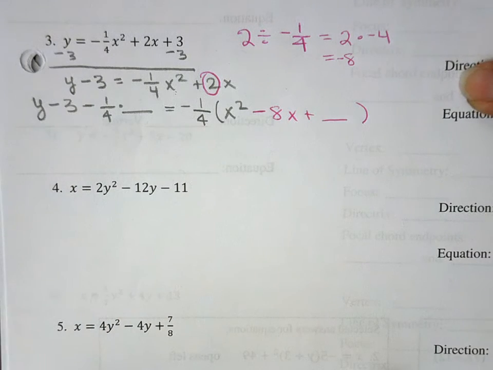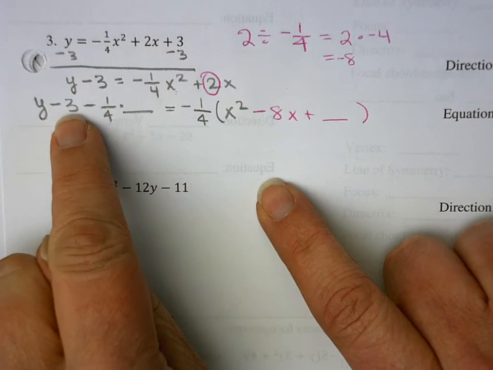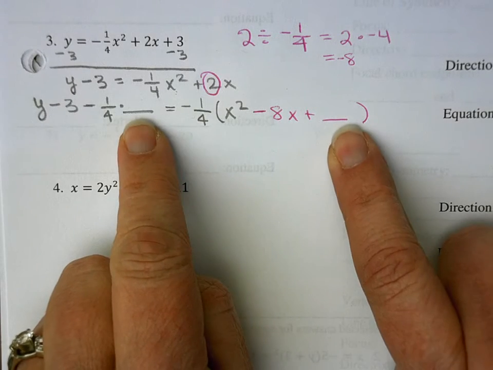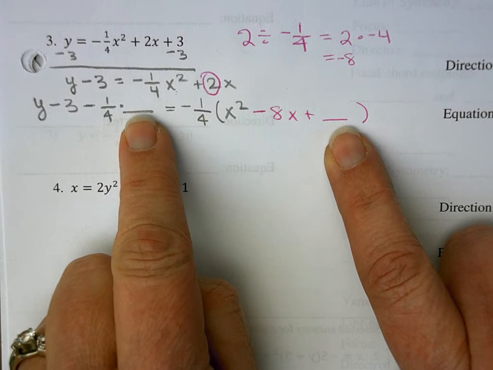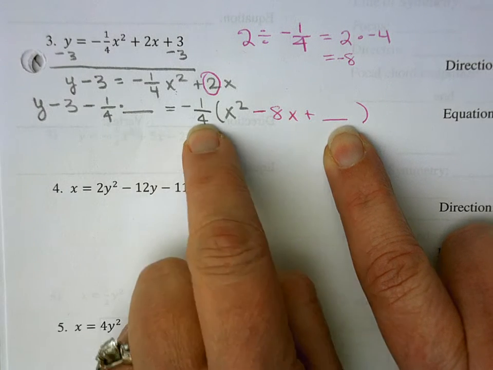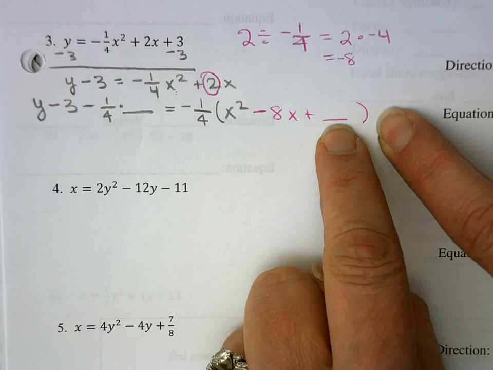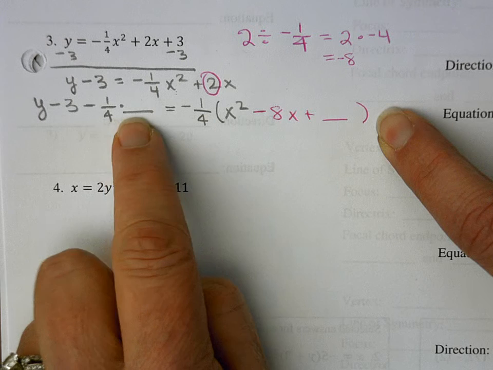Okay. All right, so again, what did I do? I subtracted the 3 to the other side. I know I'm going to add 2 things, right? I'm going to add something to both sides of the equation. And this side gets multiplied by negative 1/4, what I factored out, because this will also be multiplied by negative 1/4. Okay? So that's why that says negative 1/4 times.